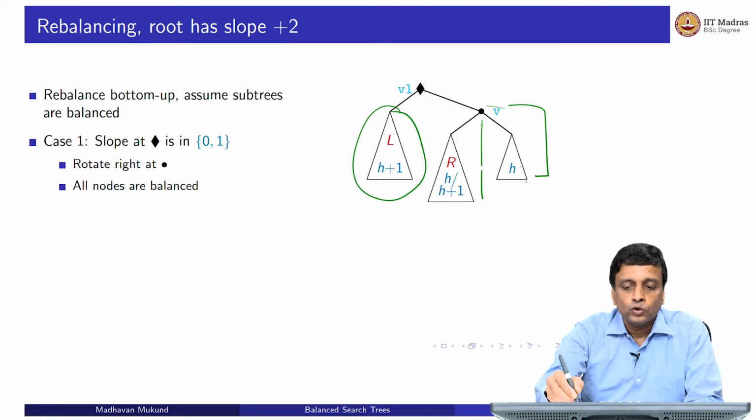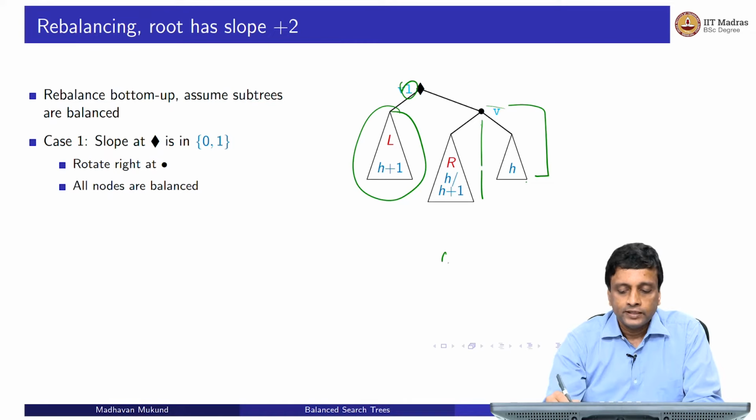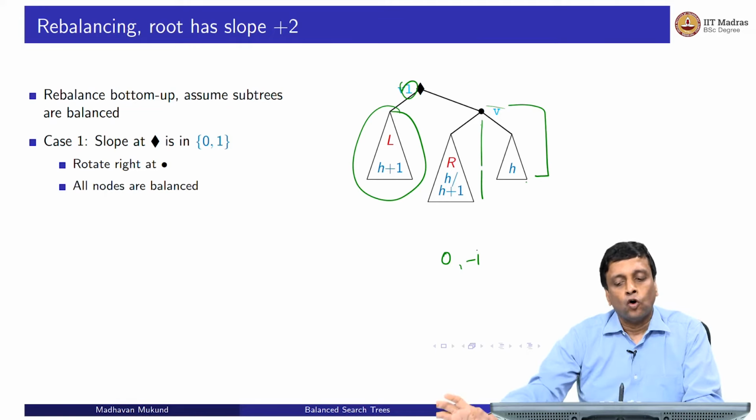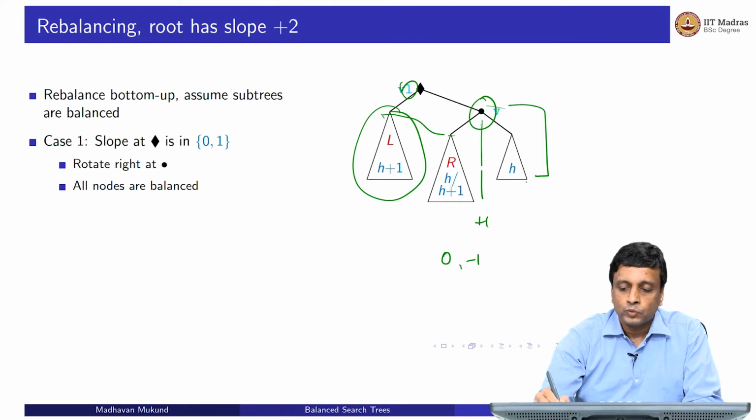So the slope of this node now, this value that came from the left, is either 0 or -1, because it is 1 less on the left than on the right, but it is within range. So all the nodes you can see are balanced, because everything below this is definitely balanced, and this node is balanced because it is either +1 or 0.